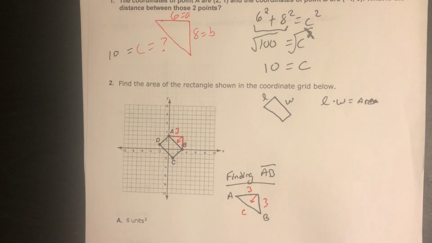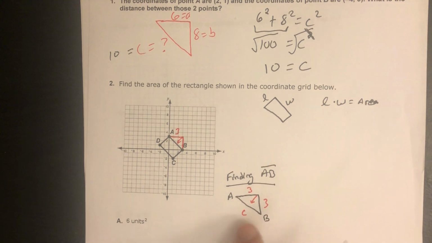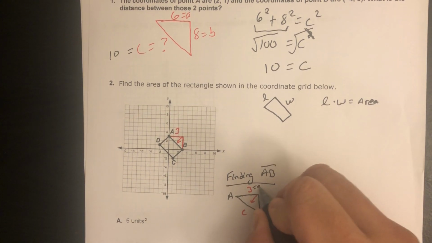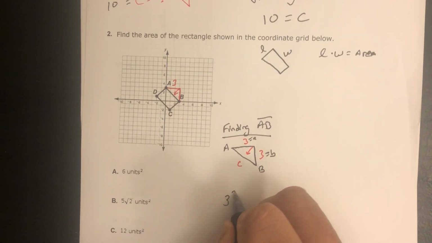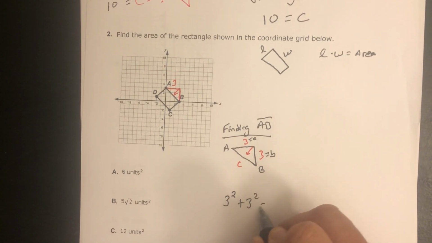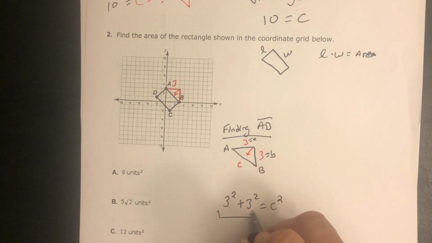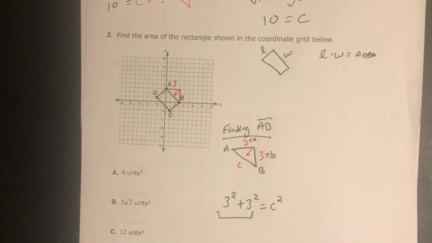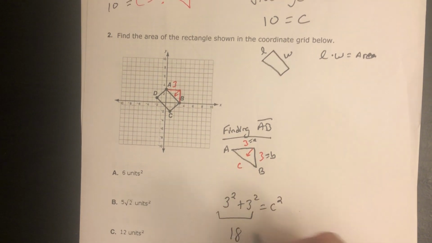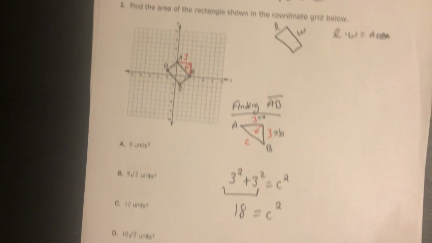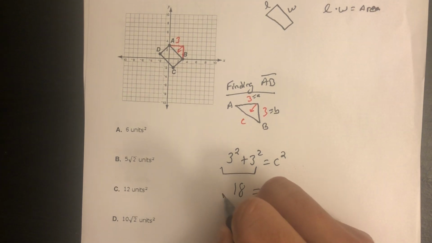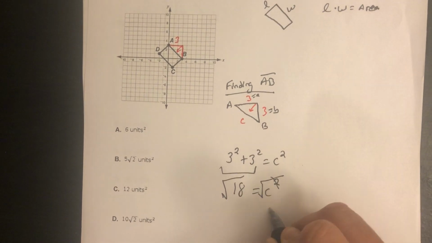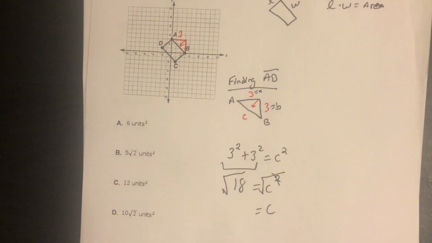So now, across from the 90-degree angle is your letter C. The other sides are A and B. If I use my theorem, I'm going to have 3 squared plus 3 squared equals C squared. So 3 squared plus 3 squared is 9 plus 9, which is 18. The opposite of a square is square root, and you're left with the square root of 18.